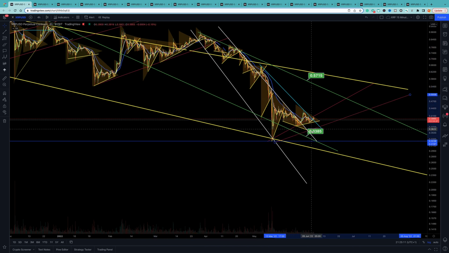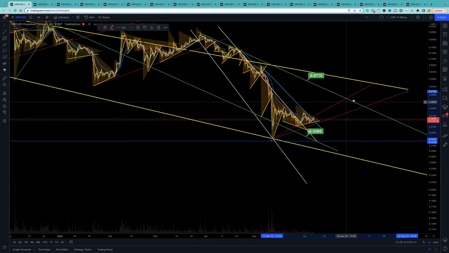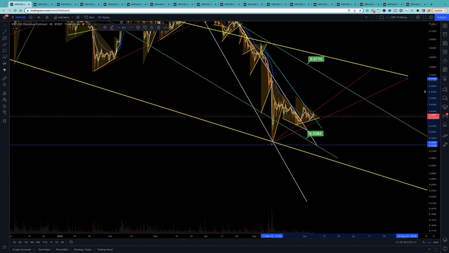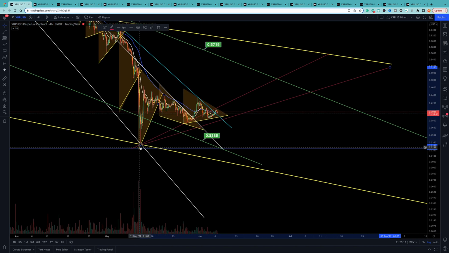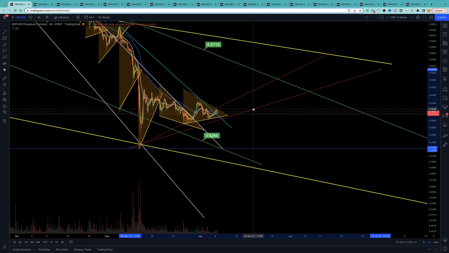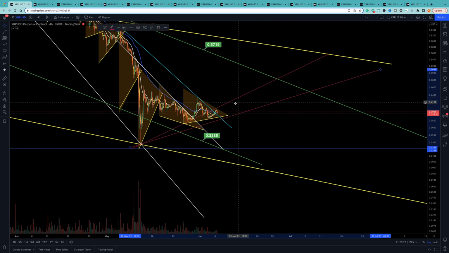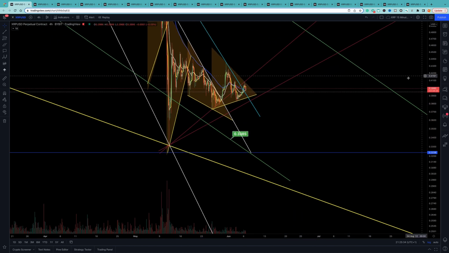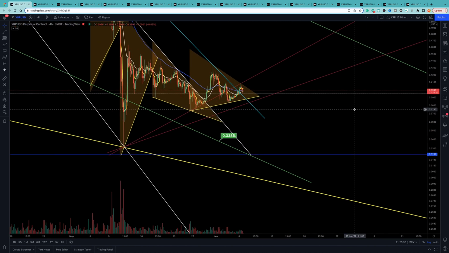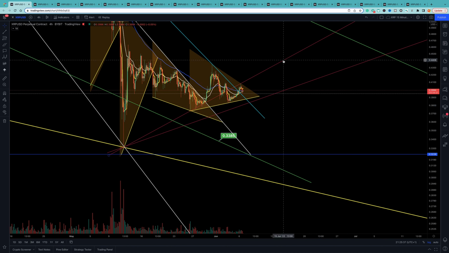So let me clone this, and if I put it where price action is, yeah, like that there. Okay, now that would suggest I have moved this one. That would suggest that this line would be somewhere around here.